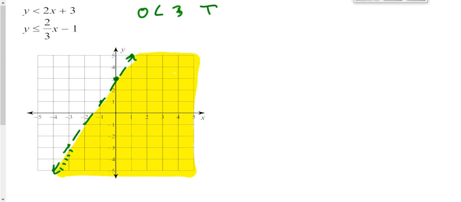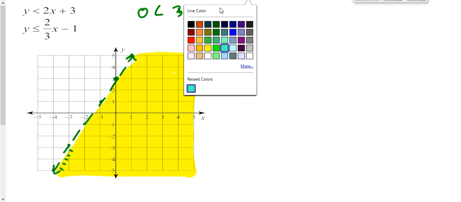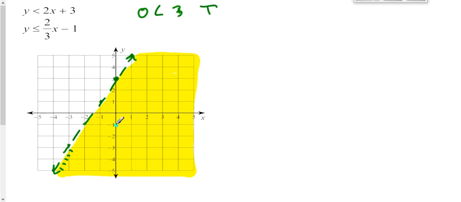Okay, our second line. We start down 1. Then we go up 2, right 3. Up 2, right 3, can't do that, so we go down 2, left 3. There's an intersection point. That doesn't matter as much in equations. This one's actually a solid line. Using my test point 0, 0, I get 0 is less than or equal to negative 1. Well, that's false. So we would shade below.